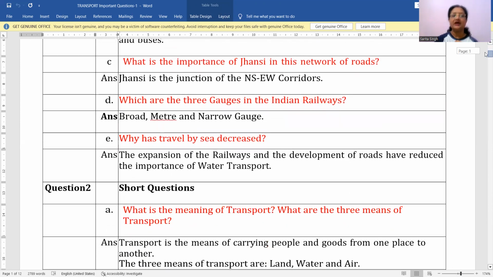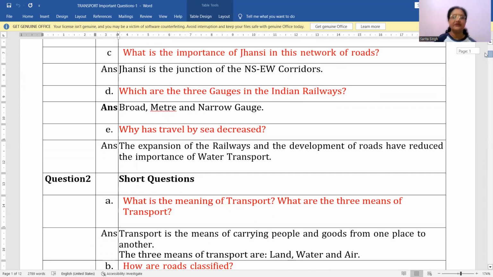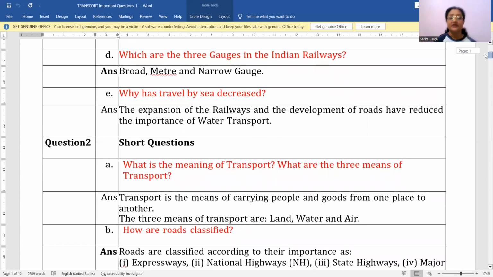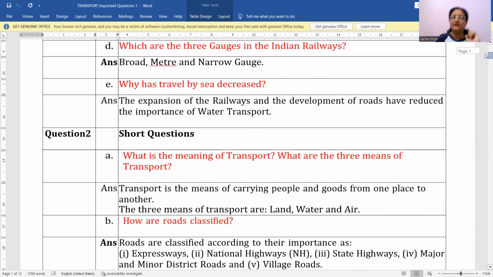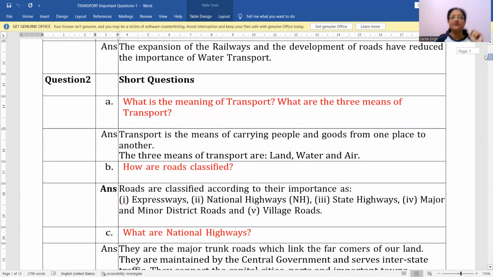Then which are the three gauges in the Indian railways? Broad gauge, meter gauge, and narrow gauge. Okay, why has travel by sea decreased? Expansion of railways and the development of roads have reduced actually the importance of water transport, right? Next, short answer questions. What is the meaning of transport?